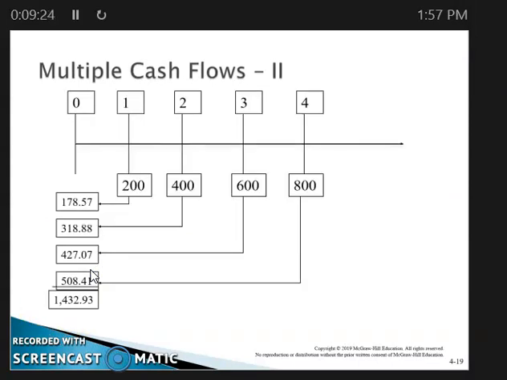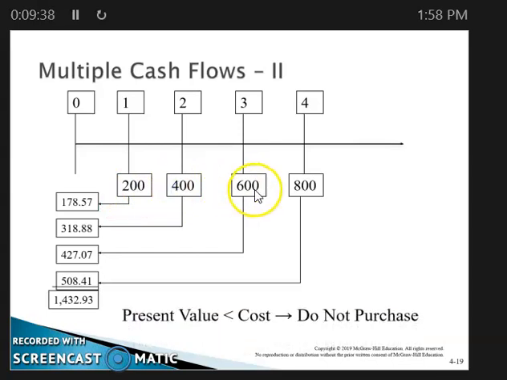This is what that cash flow looks like. You could do this by hand. So this is 200 divided by 1.12, 400 divided by 1.12 squared, 600 divided by 1.12 cubed, 800 divided by 1.12 to the 4th power. Another way to do it is in Excel as well.